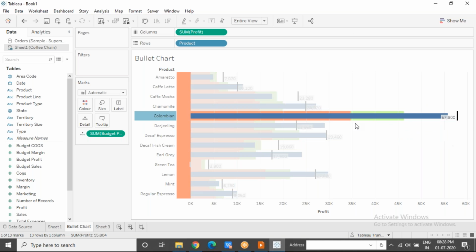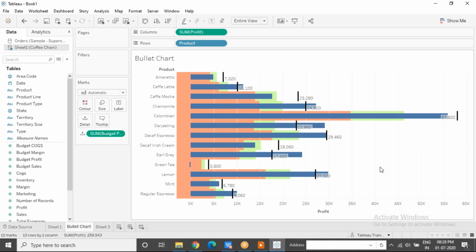Colombian is another thing which has gone above the 60% mark, above the 80% mark, well beyond the 80% mark. Just when it was near the goal, it missed it. So by a small margin, it missed it. So we are conveying a lot of information here. This is a bullet chart.